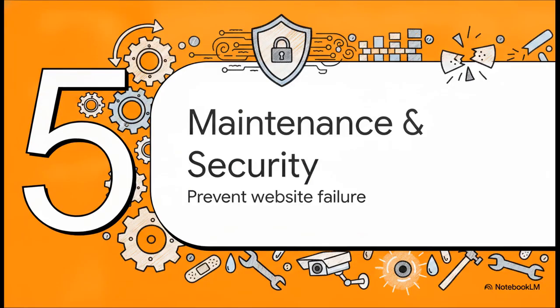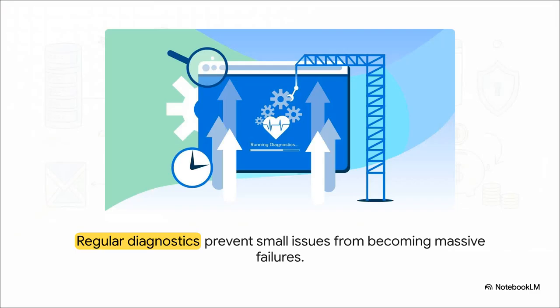Section 5. Essential maintenance and security. Prevent website failure. You know, waiting for things to break and then scrambling to fix them is not a strategy. You've got to be proactive. Tasks like testing your links, tracking server uptime, compressing massive images, and running routine backups, it's literally like changing the oil in your car. It guarantees a fast, reliable, and trustworthy user experience, which in turn boosts your SEO and keeps your audience coming back for more.